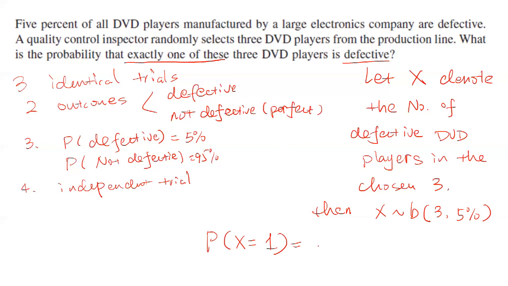And according to the binomial formula, the probability of X being 1 is C(n,k), n is 3, k is 1, p^k, that means 5% to the power 1, and (1 minus p), which is 95%, to the power n minus k, which is 2, right? So the final result is 0.1354. Okay, so this is the whole process.